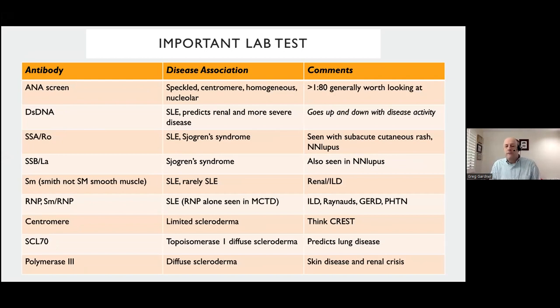SLE, or if it's RNP alone, it can be seen in a disease called mixed connective tissue disease, which is a scleroderma-like disease. And there are the diseases, disease manifestations: centromere, we've talked about that, I think CREST. Scl-70, also known as topoisomerase 1, is seen in scleroderma and predicts lung disease. Polymerase 3, also diffuse scleroderma, predicts skin disease and renal crisis. Okay.